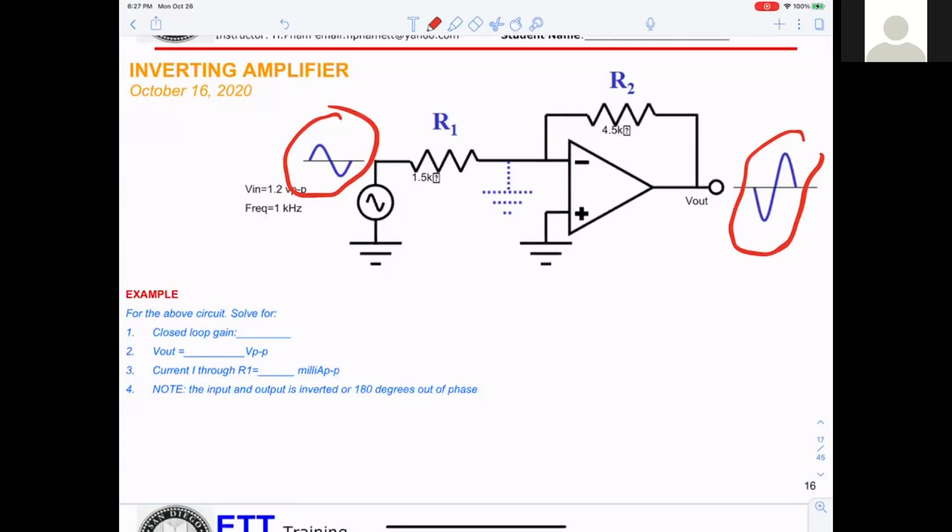Negative 3. 4.5 divided by 1.5, what do you get? 3. Minus 3. You get minus 3. Yes. Okay, what is the output? 3.6 volts. Okay, 3 times 2 is 6, 3 times 1.2 is 3.6. No negative, okay?